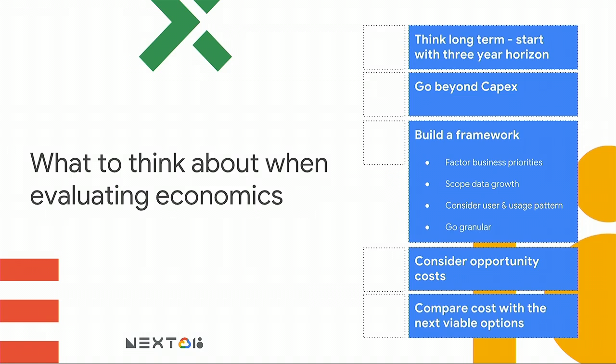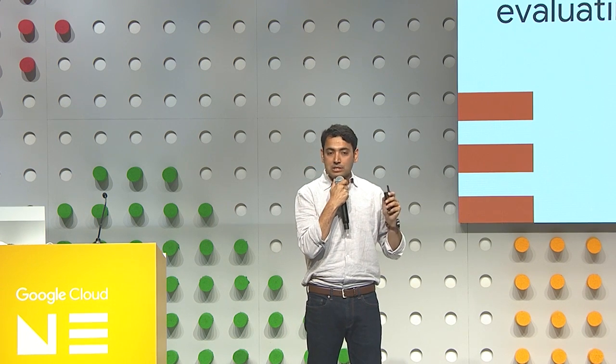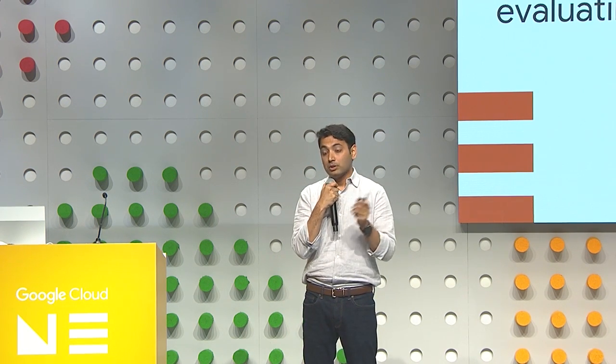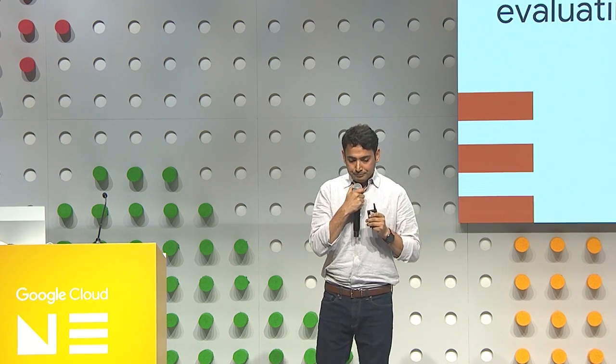We need to factor in other costs. Build a framework. Nuna showed how they went granular. They built a framework that was pretty exhaustive, that was designed for their specific business use case. So for your business, you have to build your own framework. Factor in business priorities. Scope in data growth; the amount of data that you have in your system is not going to remain the same over the course of the next 2 or 3 years. And that's going to be the number one blocker for you to grow.